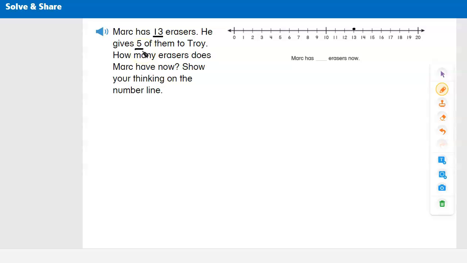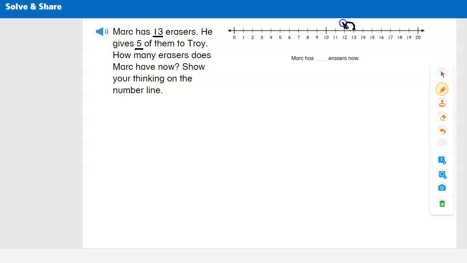It says next he gives 5 of them to Troy. So if you are giving 5 to somebody else, are you adding or subtracting? You would be subtracting because it says you're giving 5 of them to Troy. So on my number line, I would not move going up in numbers. I would have to move to the left to show I am moving down in my numbers. I am giving 5 away. So I'm going to jump 5 spaces to the left because I'm subtracting. So I'm starting at 13. I'm going to count back 5.